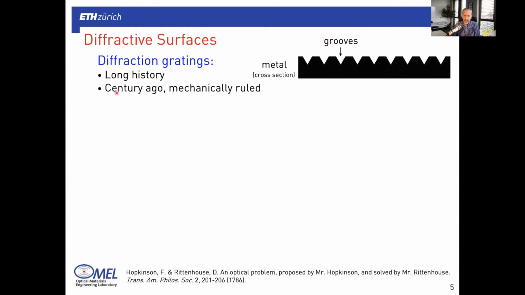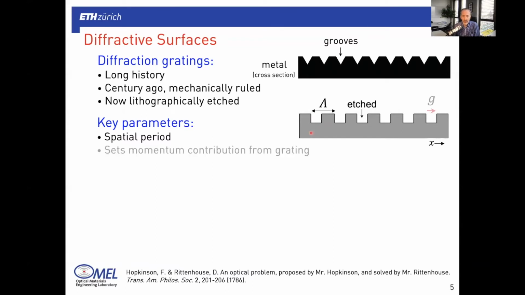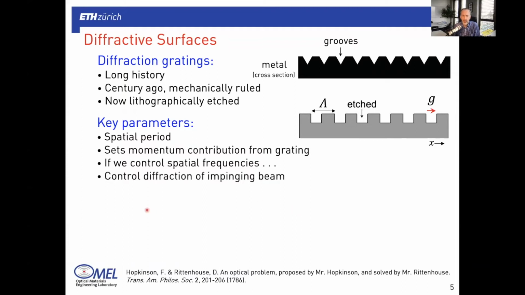Now, even a century ago, people were making diffraction gratings by mechanically ruling them or scratching grooves in a metal interface. Now they're more typically lithographically etched. And of course, the key parameters haven't changed. We still have a spatial period that we care about. This gives rise to these grating momentum vectors G, which are also equivalent to a spatial frequency. And if we control these spatial frequencies, these Gs, then in principle, we control the diffraction of the impinging beam.